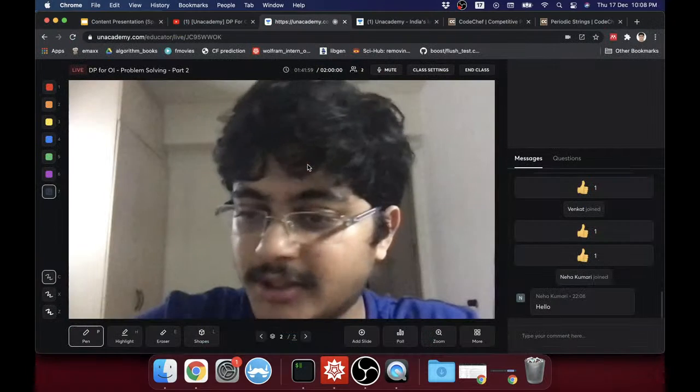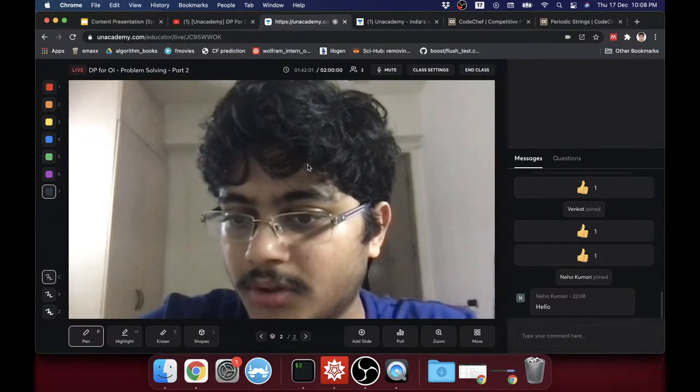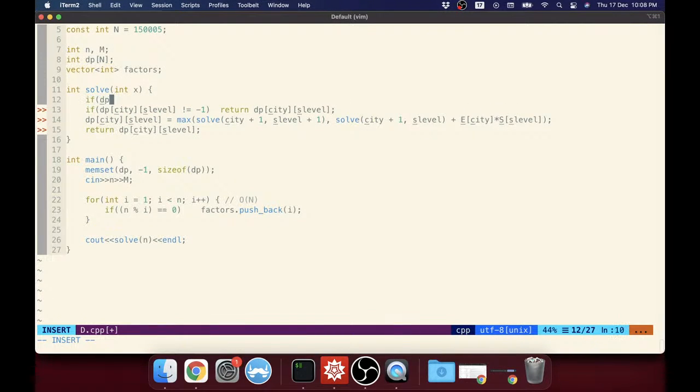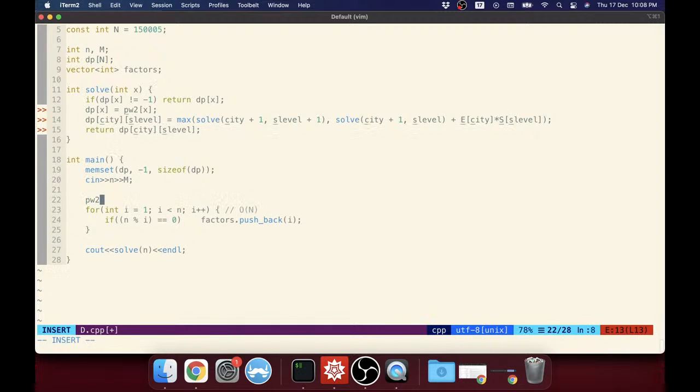So if you're calculating for x, yes, hi Neha Kumari, you say if dpx is already calculated, then just use that value. Otherwise, you first use, okay, so let's also make the power 2 array.